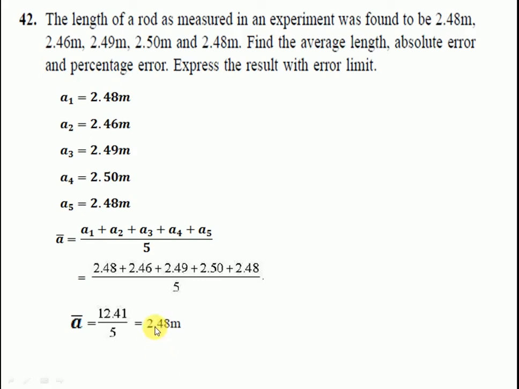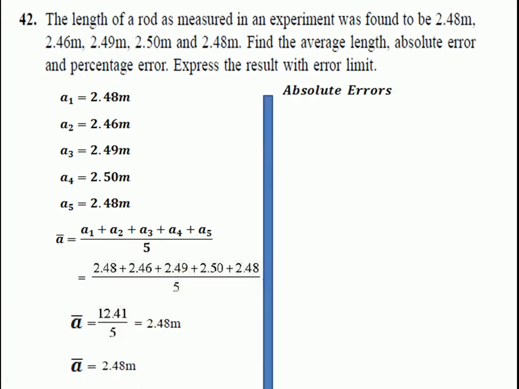So I'll try to get the true value till 2 decimal point, because all the measurements are given in 2 decimal point. So I'll try to keep it in 2 decimal point. If you're getting 3 decimal point, round it up to 2 decimal point. So this is the true value, that is 2.48 meter.